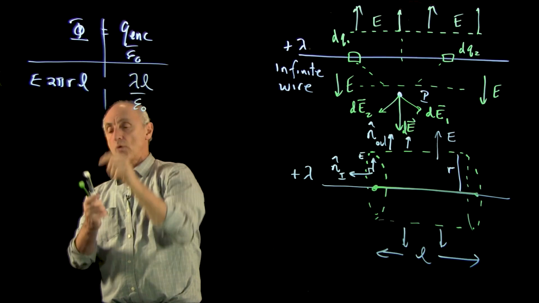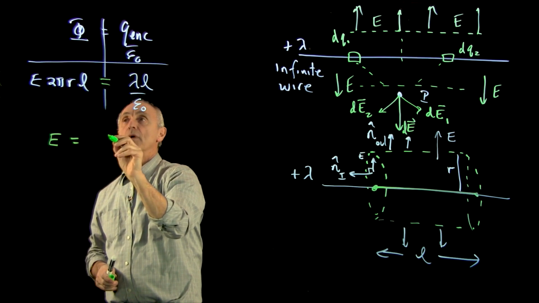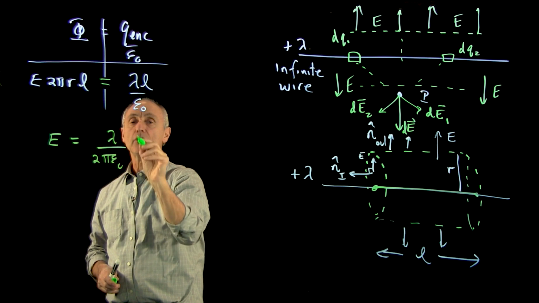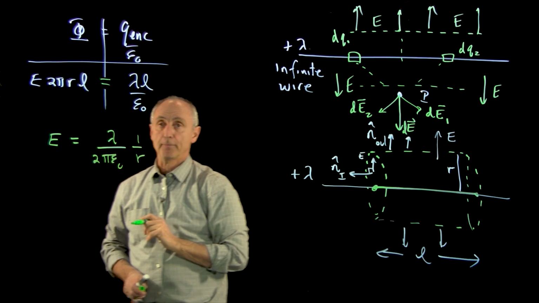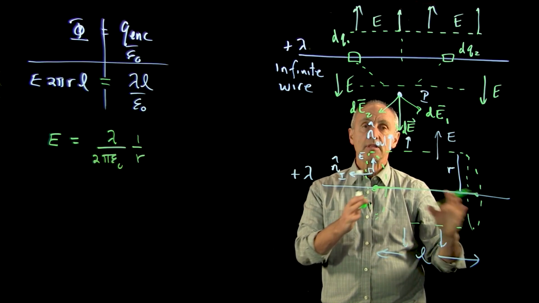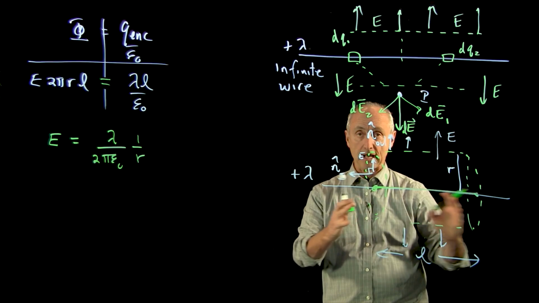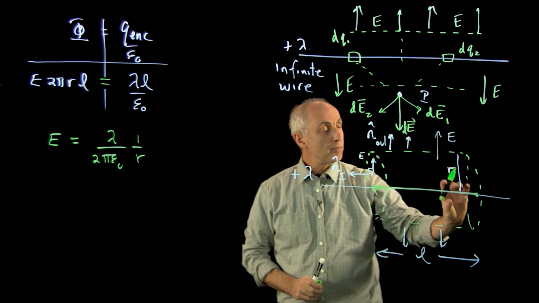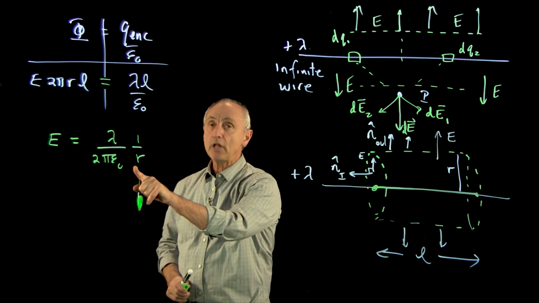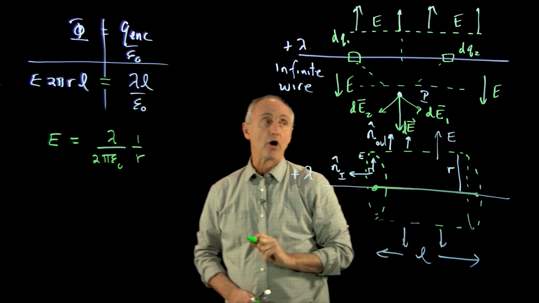And when we set these two quantities equal, we see that the electric field is given by lambda over 2 pi epsilon naught. And I'll separate out the 1 over r part. So it makes sense that because of the infinite length of the wire, our answer shouldn't depend on how long the Gaussian surface is. But it does make sense that it will depend on the parameter r. And notice, unlike a point charge, the field of a wire drops off like 1 over r.